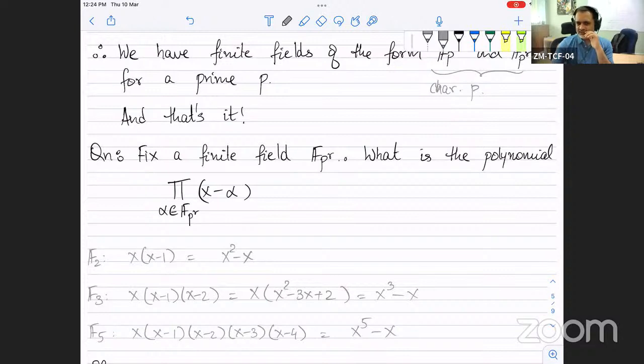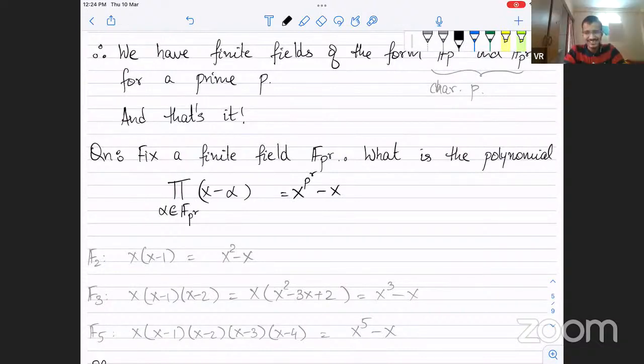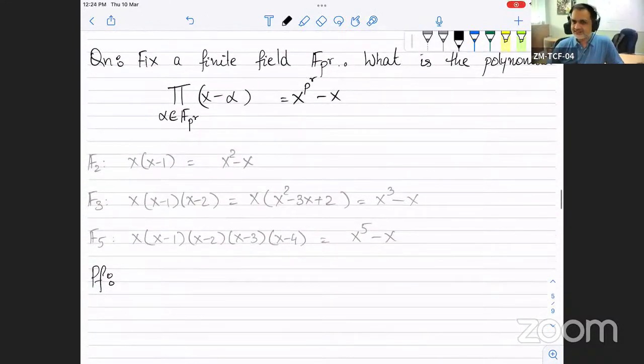So something is going on here. It seems to suggest that this should just be x power p power r minus x. This basically looks like Fermat's little theorem. And in fact it is. We'll see that it's basically Fermat's little theorem, except you're doing it over general finite fields and not just this thing. So let's see a short proof of why this is the case.